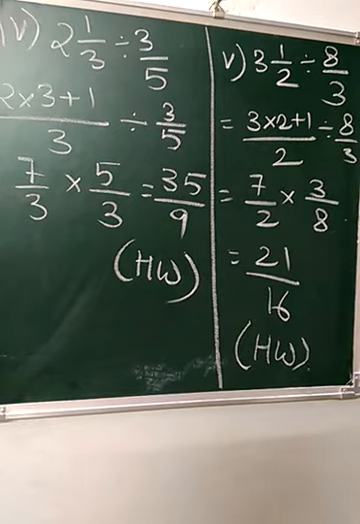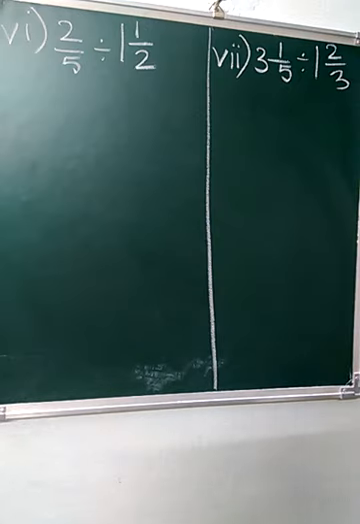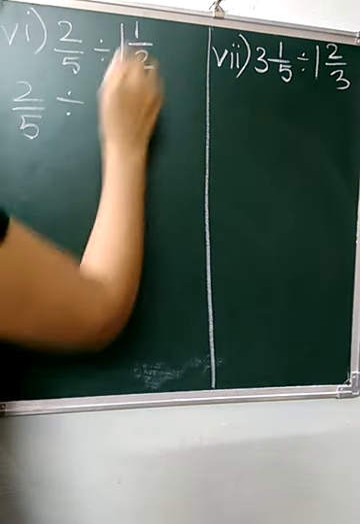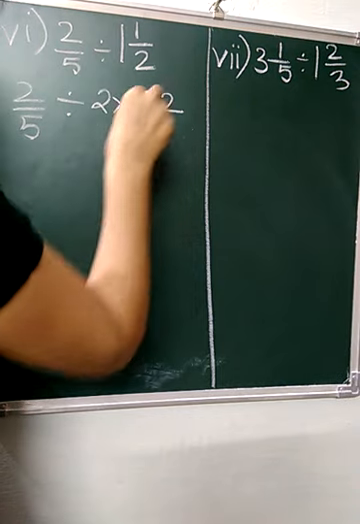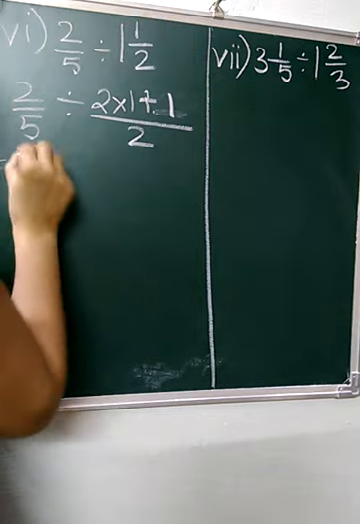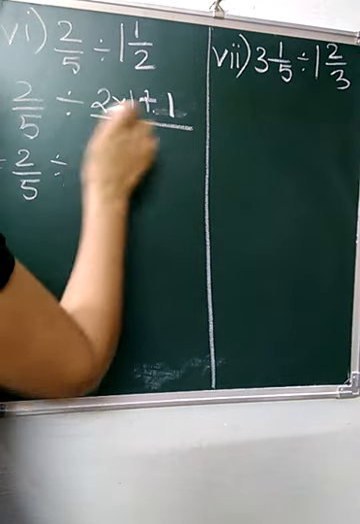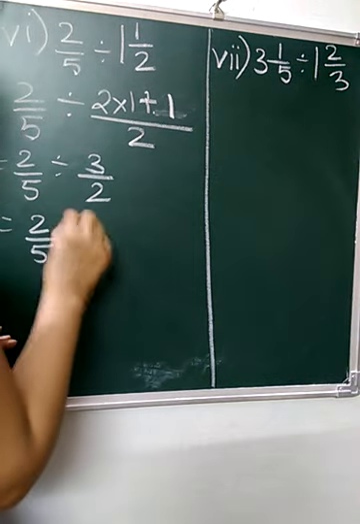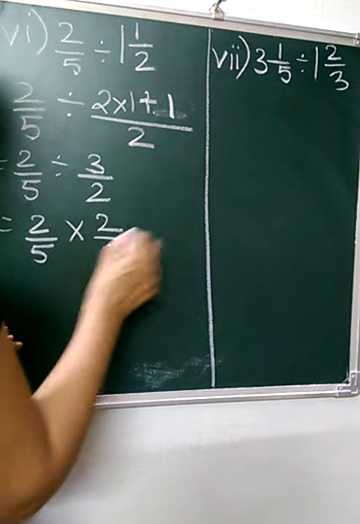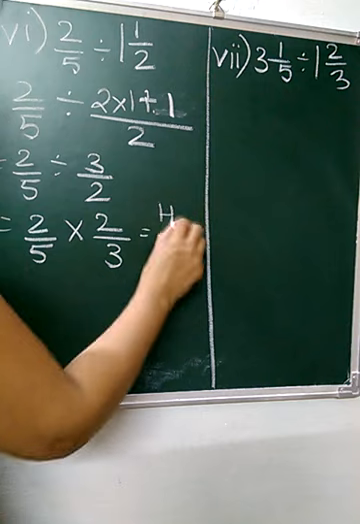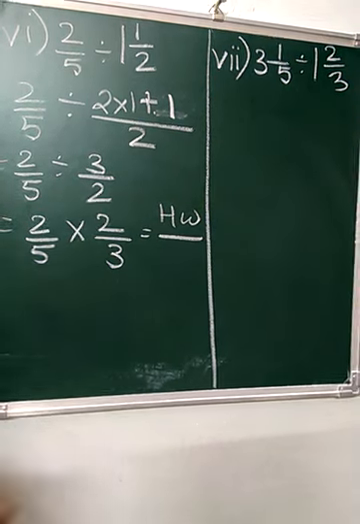Starting with the sixth question. First we'll convert it into improper fraction. So 2 by 5 remains 2 by 5. 2 into 1 plus 1 by 2. So 2 upon 5 divided by 2 ones are 2, 3, 3 by 2. Division becomes multiplication. This becomes ulta. 2 2s are 4 and 5 3s are 15. Your homework. It is a proper fraction.